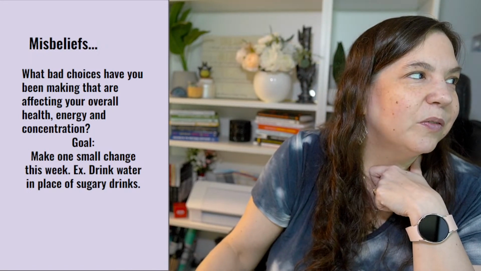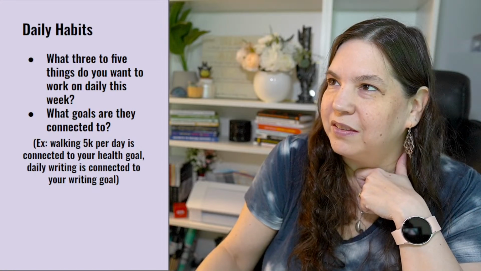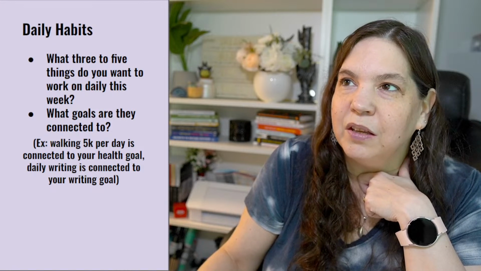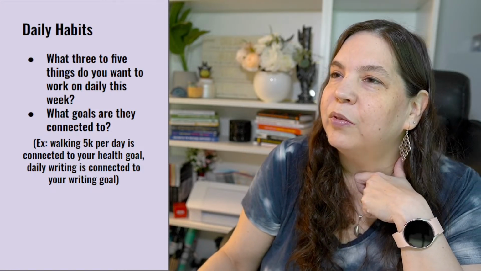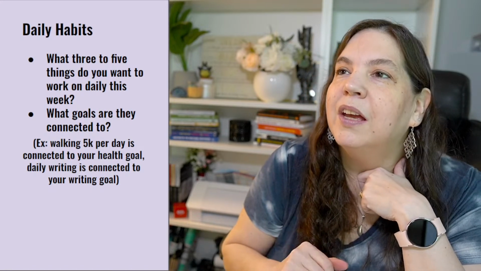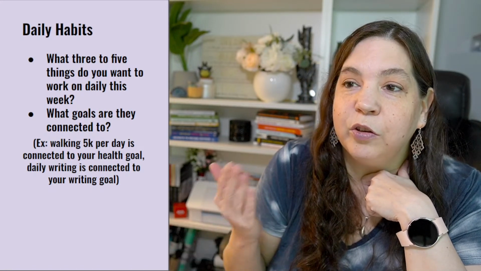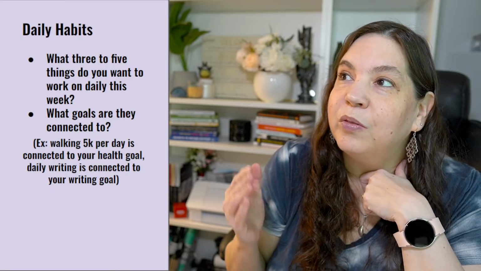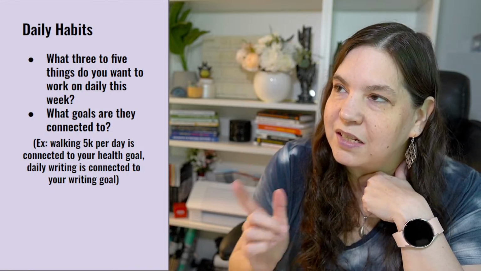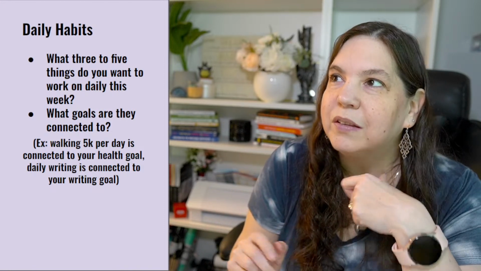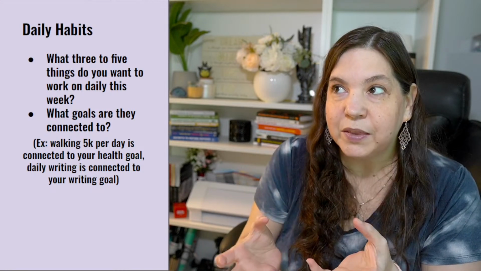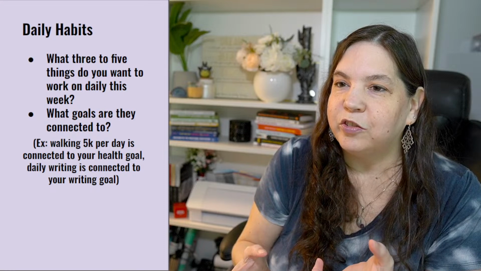Let's see. So finally, we have our daily habits. What 3 to 5 things do you want to work on daily this week? What goals are they connected to? So I have the example of walking 5K per day connected to your health goal, and daily writing connected to your writing goal. You don't necessarily have to do actual writing, but stay connected with your story. That's what I highly recommend. It's just easier to dive in if you're doing some kind of small something with your writing project each day.